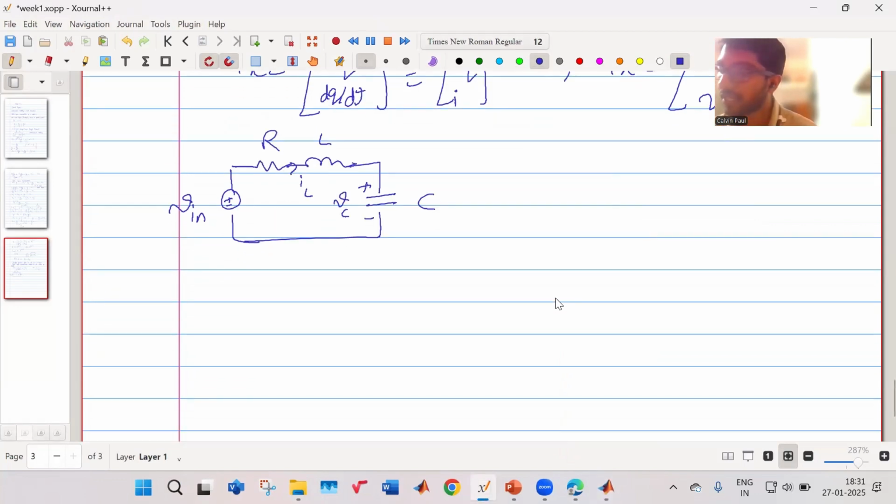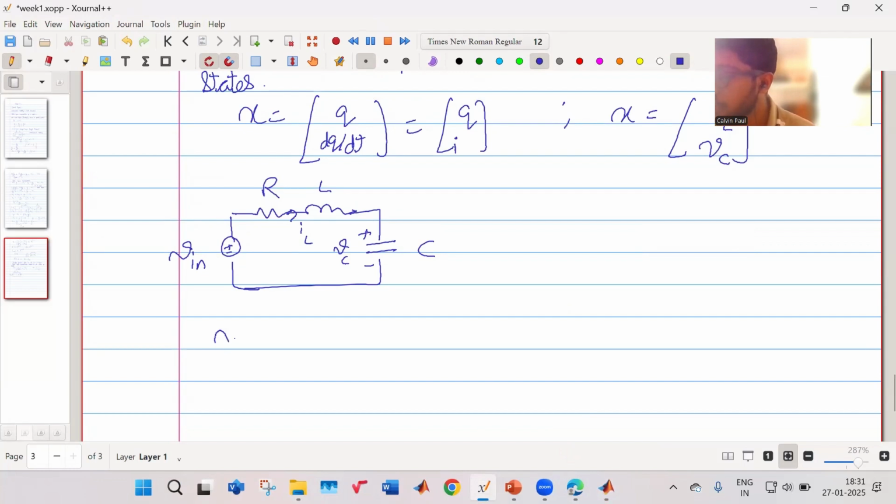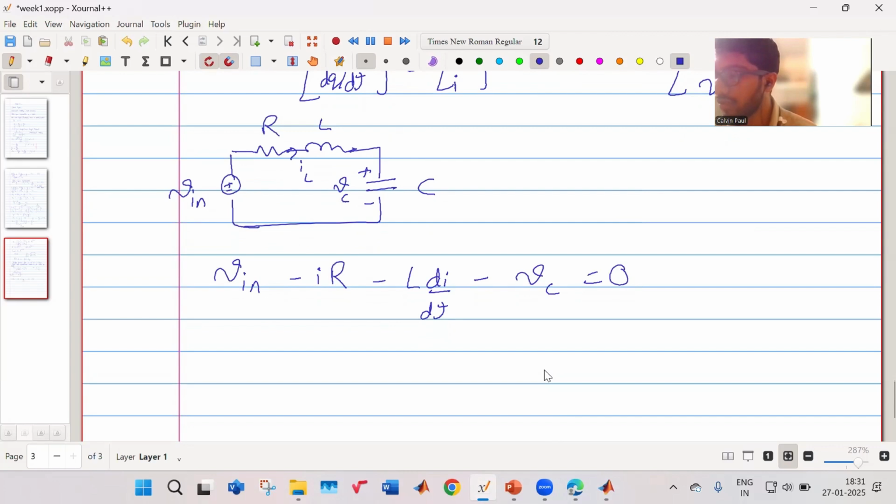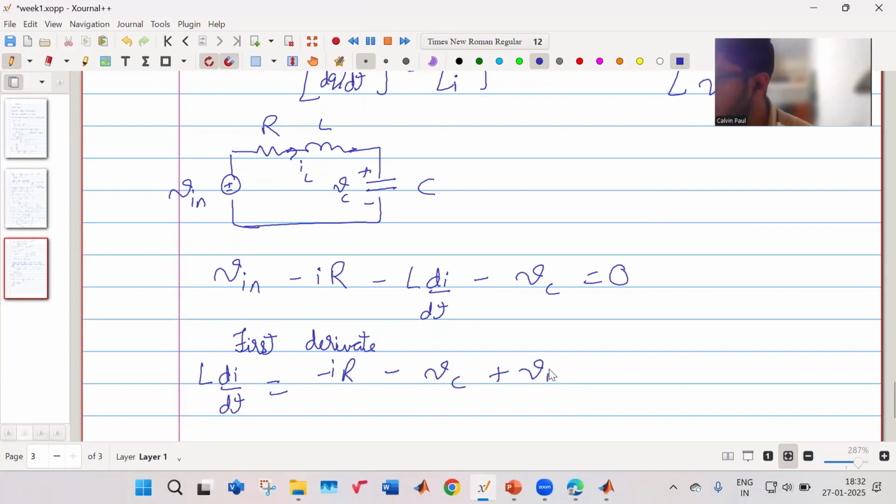Okay. So now we will try to derive considering the states IL and VC. What is the equation? We have Vin minus I into R minus L di by dt minus Vc is equal to 0. This is the equation. When we do state space representation, we consider only the first derivative. We want to represent the equations in terms of the first derivative. So we write L di by dt is equal to minus IR minus VC plus Vin.